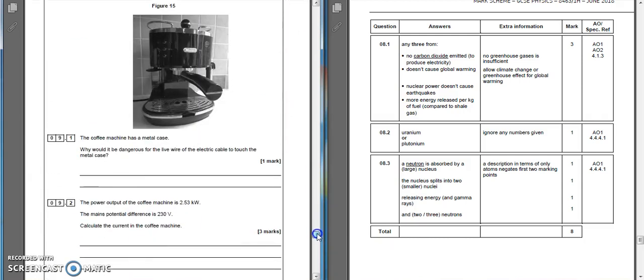Next one is question 9. Getting towards the back end of the paper here. You must be getting pretty excited.